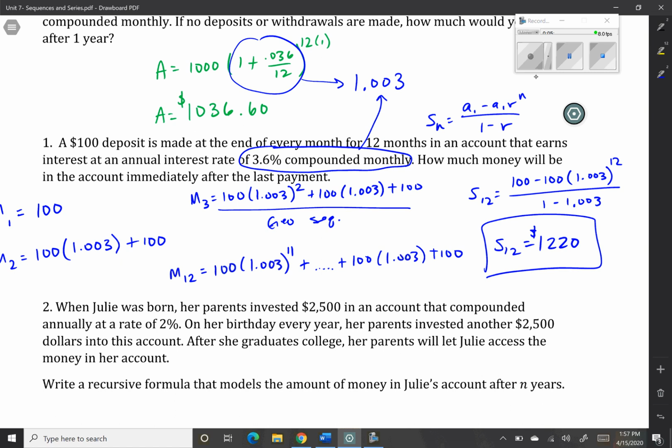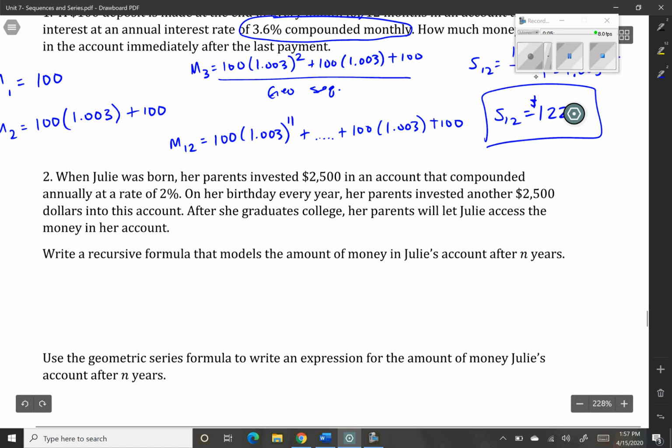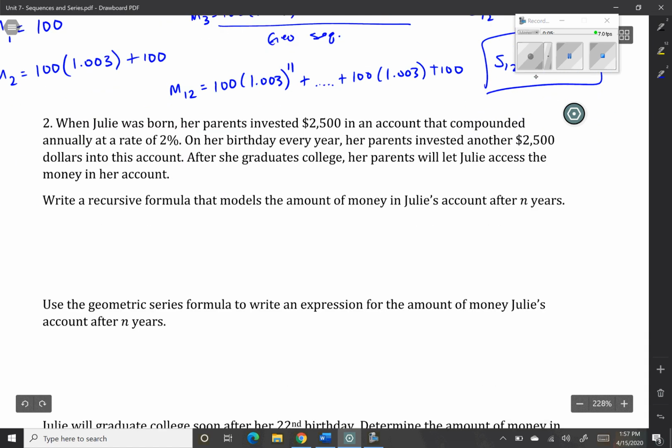All right, let's take a look at another question, very similar. It says, when Julie was born, her parents invested $2,500 in an account that compounded at an annual rate of 2%. So an annual rate of 2%, that's going to be 1.02. So every year, we're going to multiply the previous year's value by 1.02. It then says, on her birthday every year, the parents invest another $2,500 into this account. Very nice parents. So after she graduates college, she can access the money in this account.